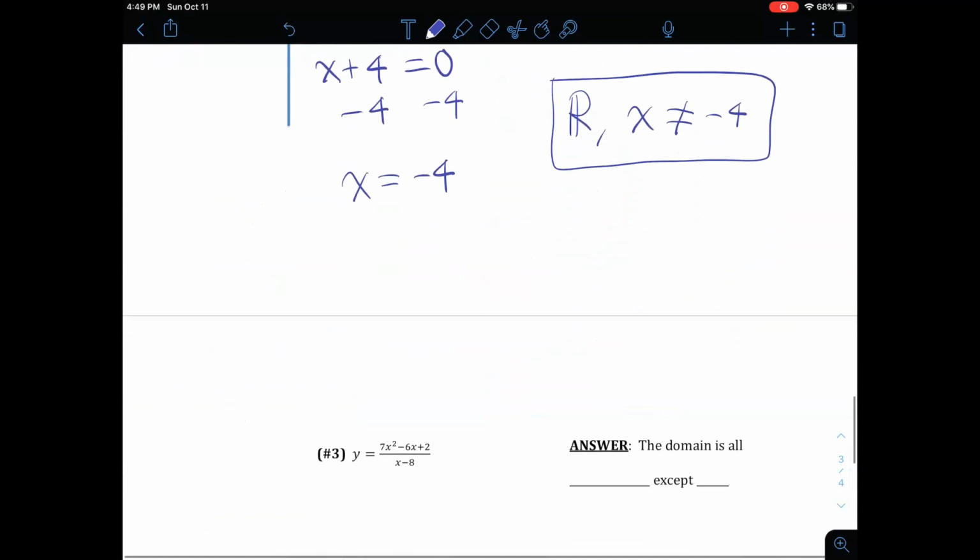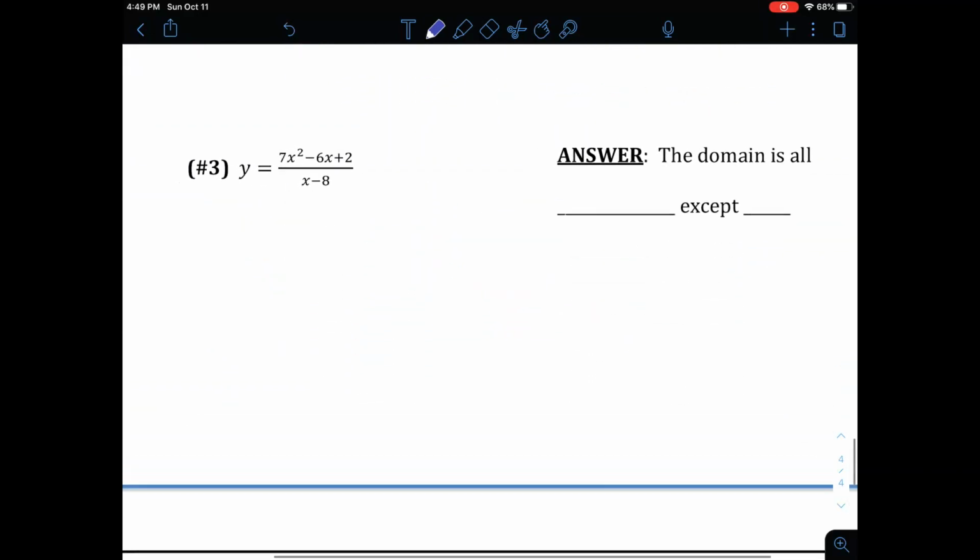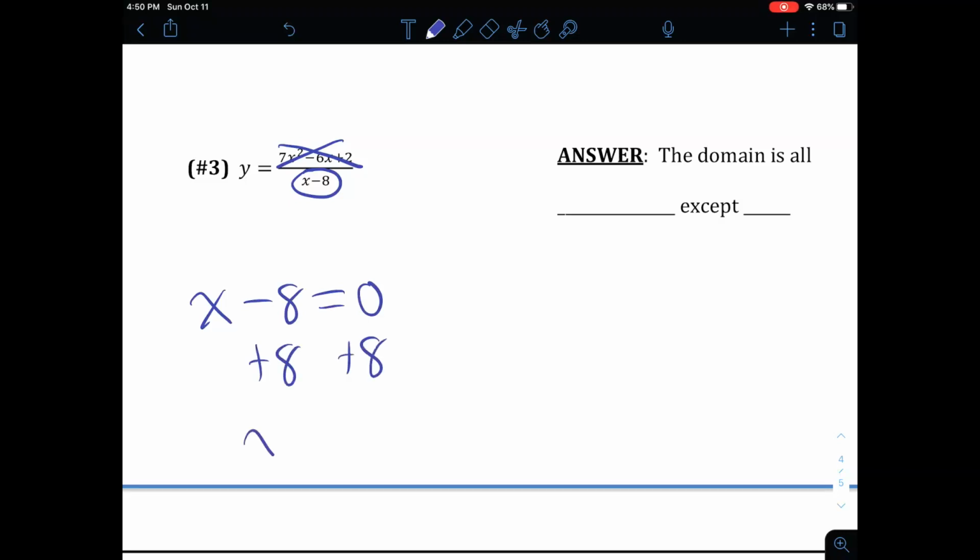One last example. Why don't you guys go ahead and try this last one on your own and see how you do, and we'll go through it in a second. All right, we got a really complex thing on the top, but like I said, I don't care about the top. I only care about the bottom. So we're going to take the bottom, and we're going to set it equal to 0. If we solve for this, we can add 8 to both sides, or we can just guess what number it would be. So x equals 8 is going to be our problem.